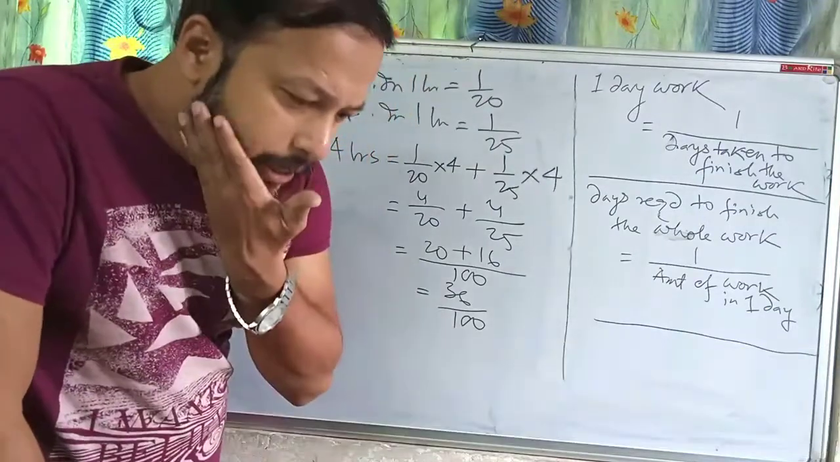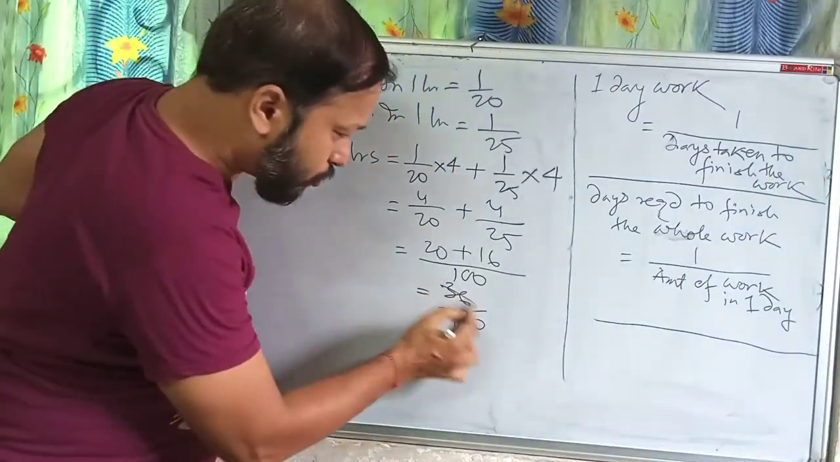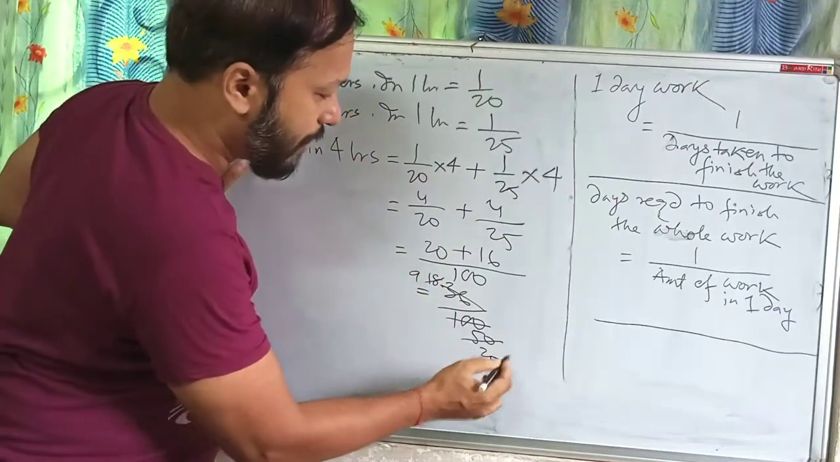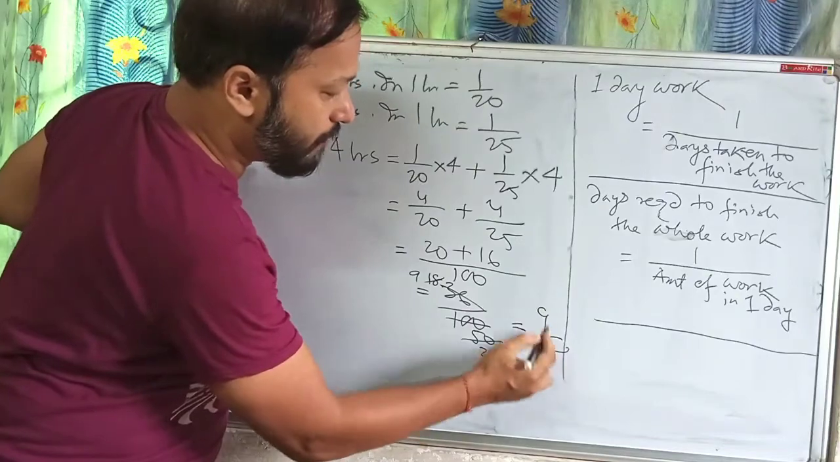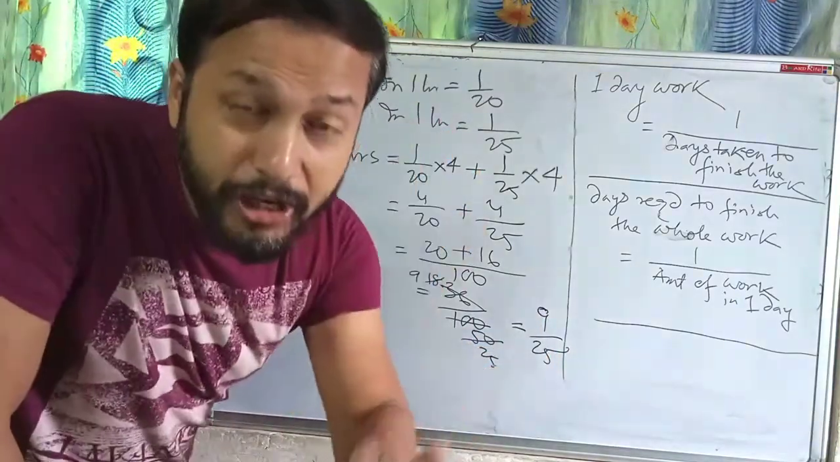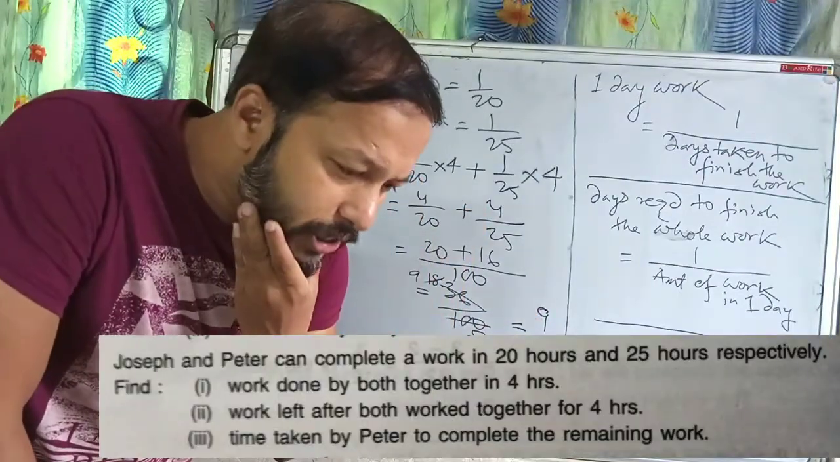Now, we can cancel this also: 18s are 2, 50s are 2, 9s are 2, 25s are, that is 9 by 25. 9 by 25 is the amount of work they have finished in 4 hours. Now what is the next question?